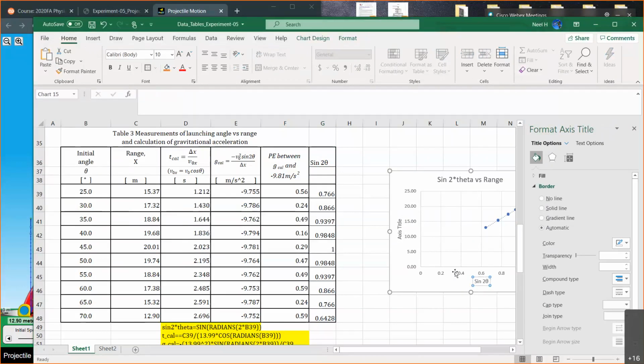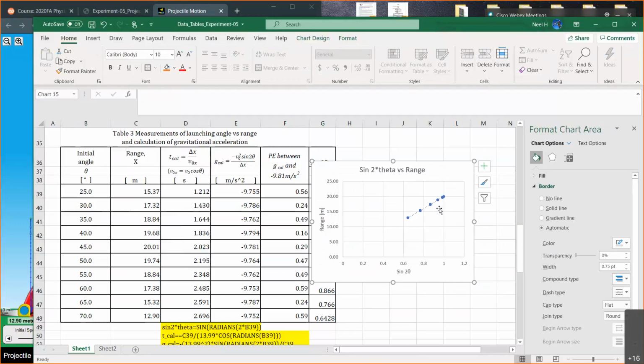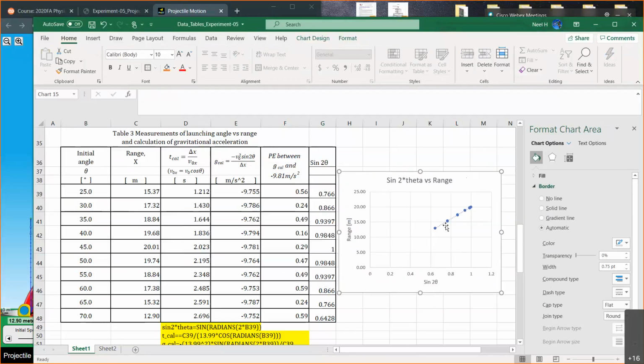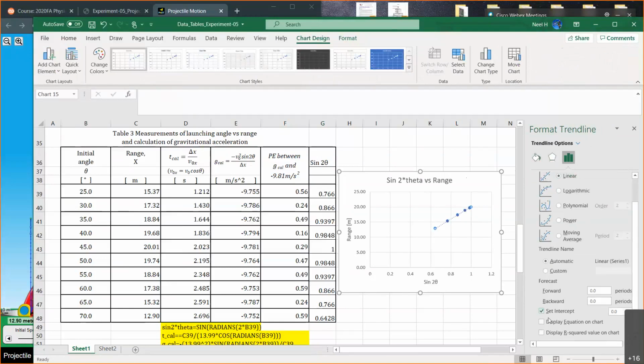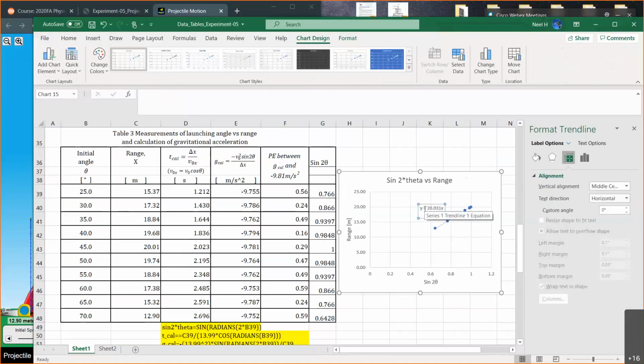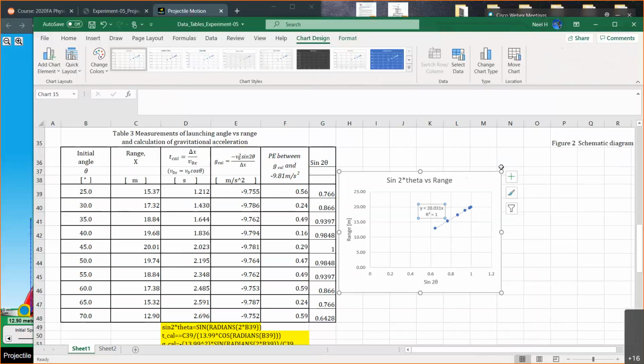Sine 2 theta. And this should be the range. This should be unit meters. Then we have everything there. If I have a line, then we would like to have an equation visible, right? So bring the cursor on top of the fitted line, the trend line, double click, right hand side, very top. Then you will see the trend line options. Let's select all of these three. Then I have equation visible, right? So that's what we're looking into, because we need that.